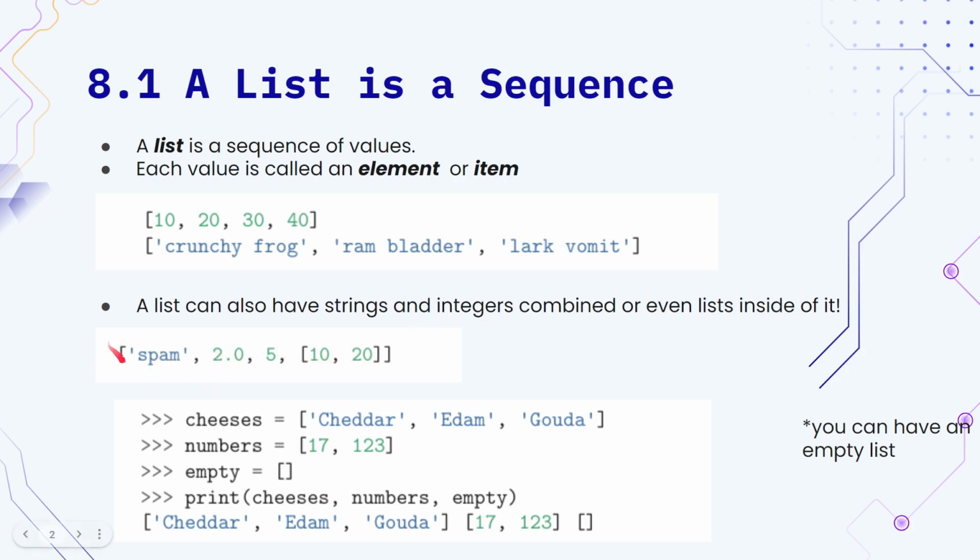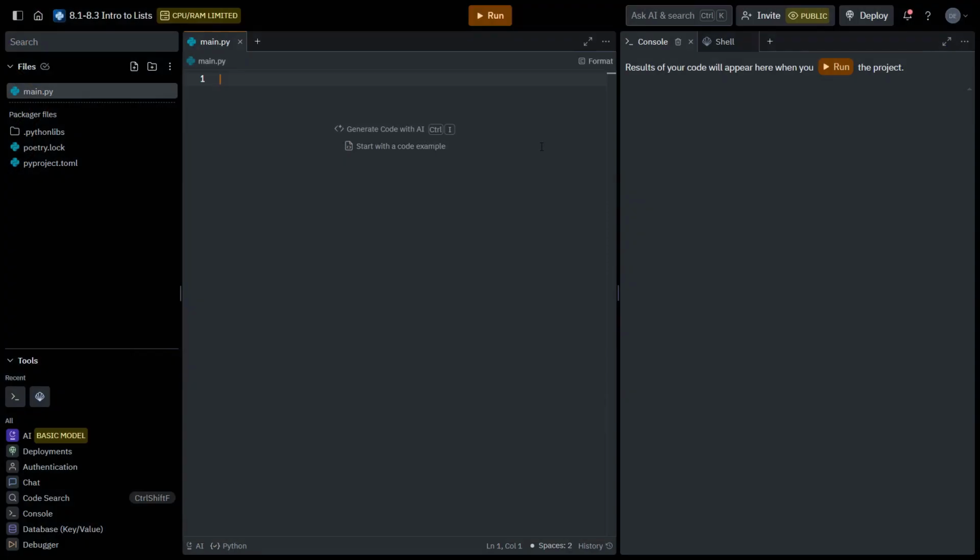So here we have a list that contains a string, a decimal, an integer, and also a list itself with 2 numbers in it. And when you create a list, you would assign it to a variable. So here's a variable that is assigned to a list that contains 3 strings. And here's one that contains 2 numbers, and you can also have a variable be equal to an empty list. And if you print these, it will simply return the lists back to you. So let's go through some examples by using the text editor.